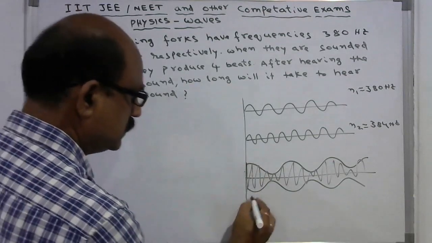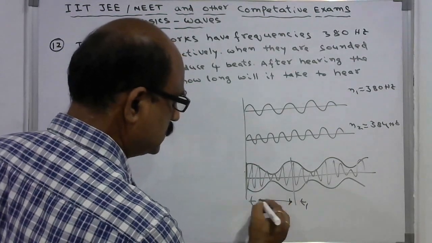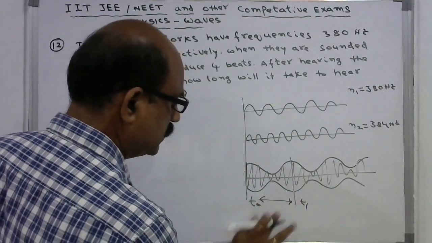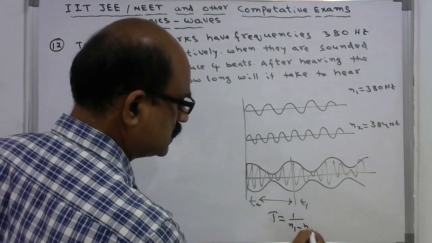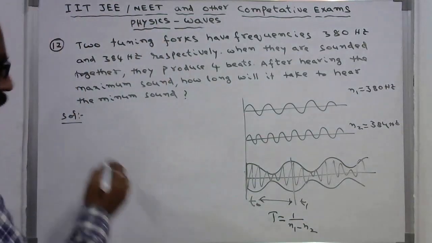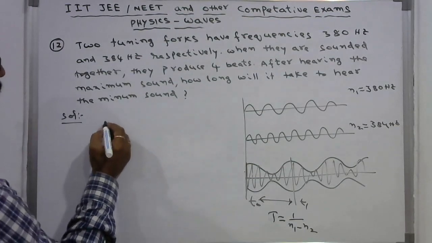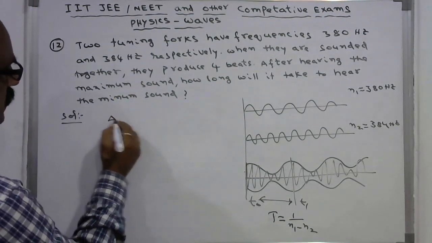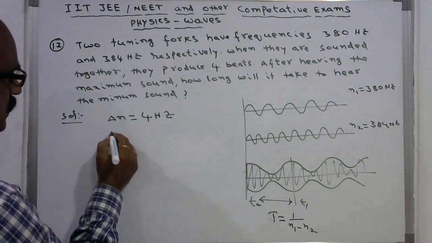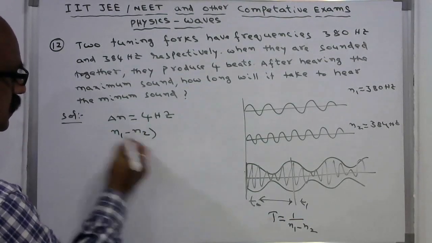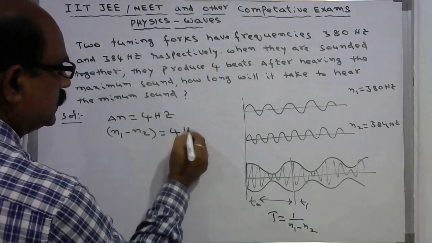So the difference, say this is T0 and this is T1, is called the beat period. This beat period is equal to 1 by N1 minus N2. So now the number of beats are given. Delta N is given as 4 Hz. That means N1 minus N2 is equal to 4 Hz, the difference of these two.